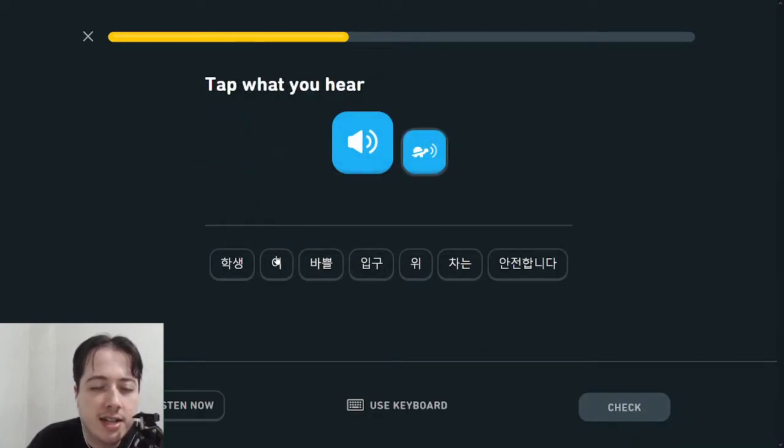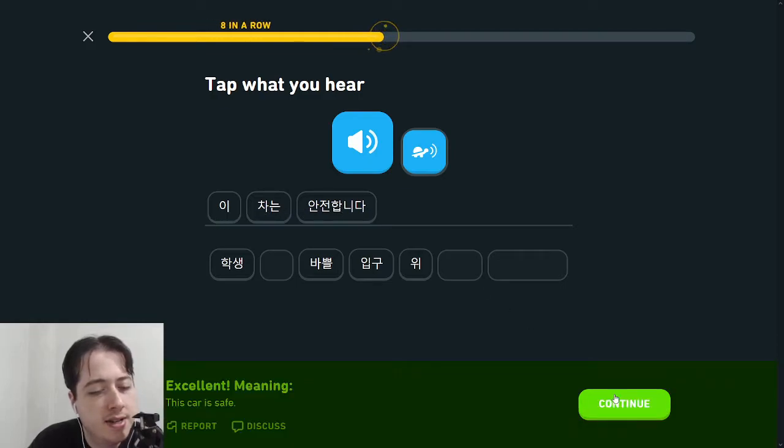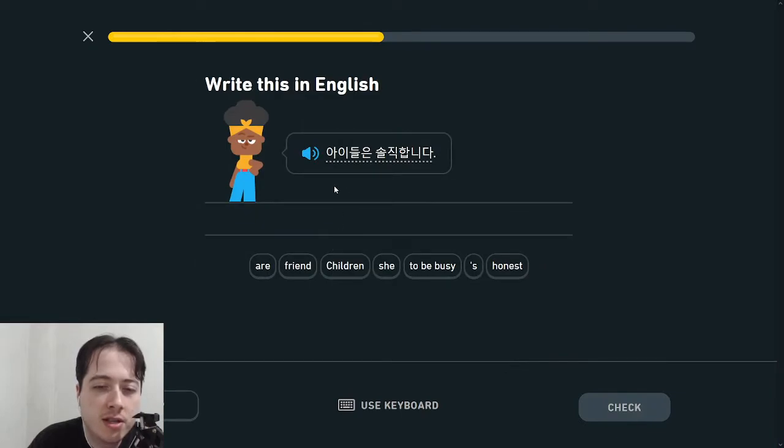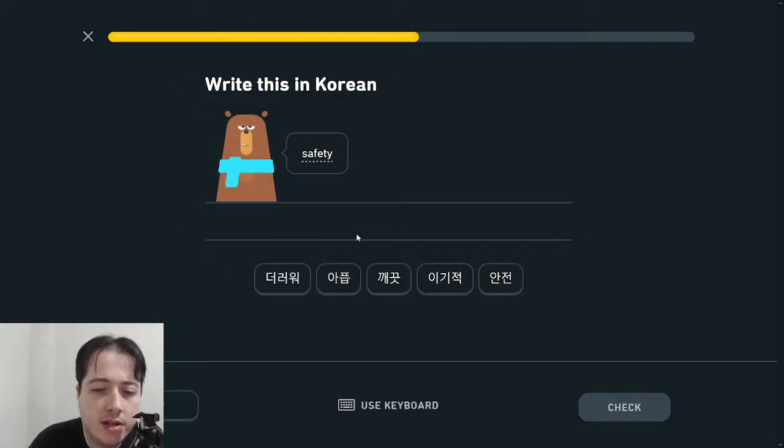Okay. 이 차는 안전합니다. 안정합니다? No, it's not. There is the N here and then the H. There is no sound. So 안전합니다. So I think it's safety. So this car is safe. Okay. 아이들은 솔직합니다. So 들, it's children. 솔직, honest. Children are honest.